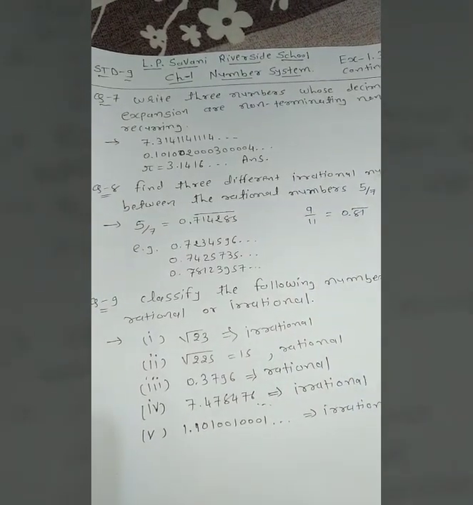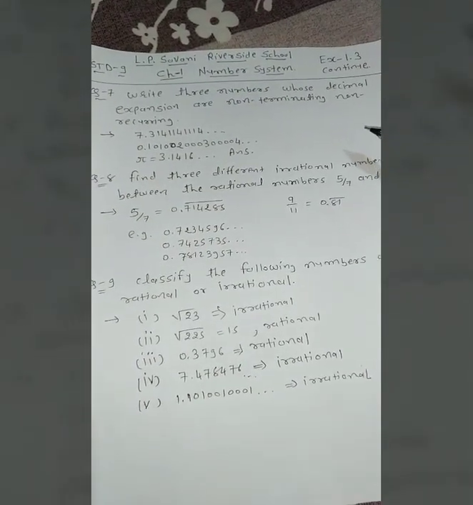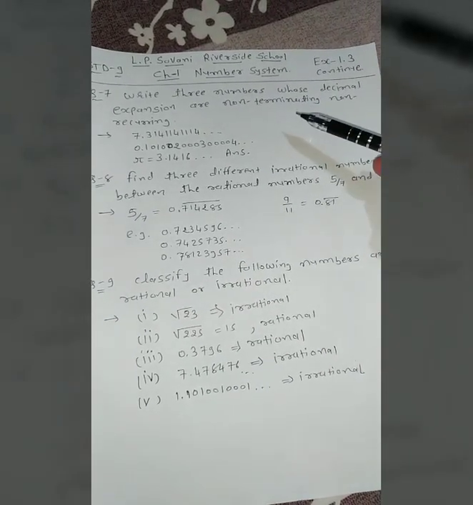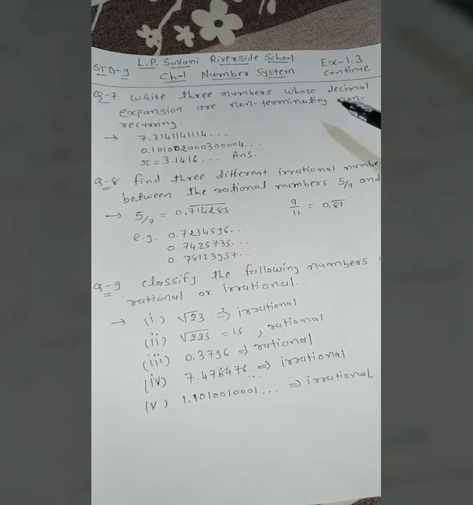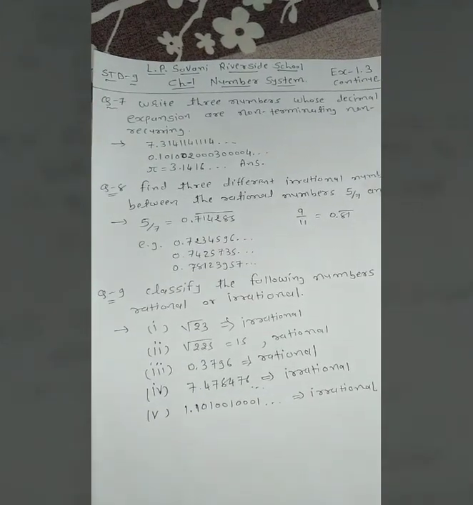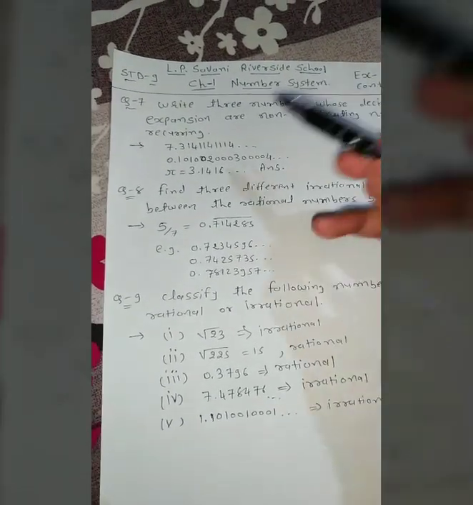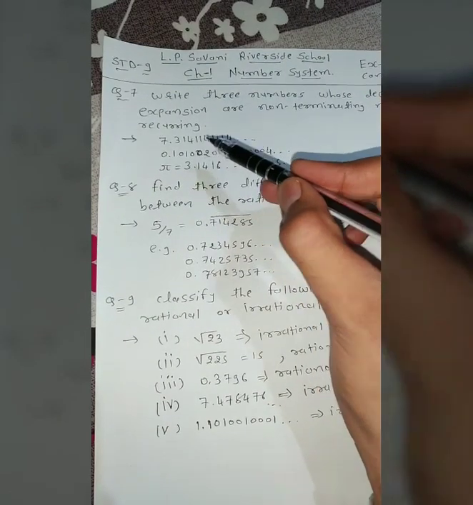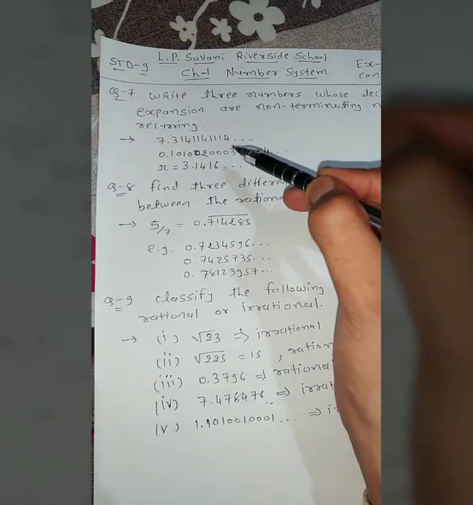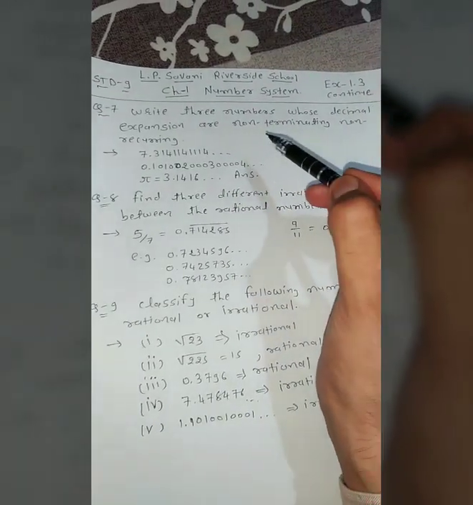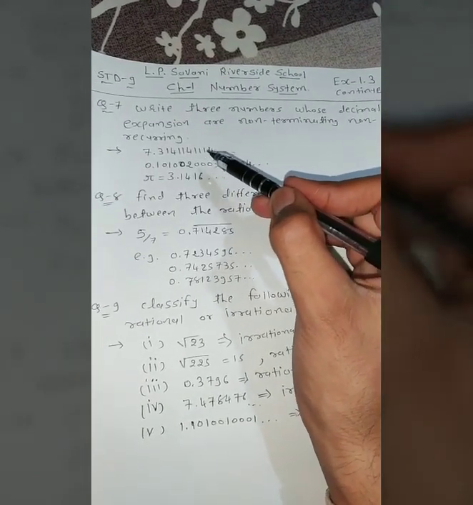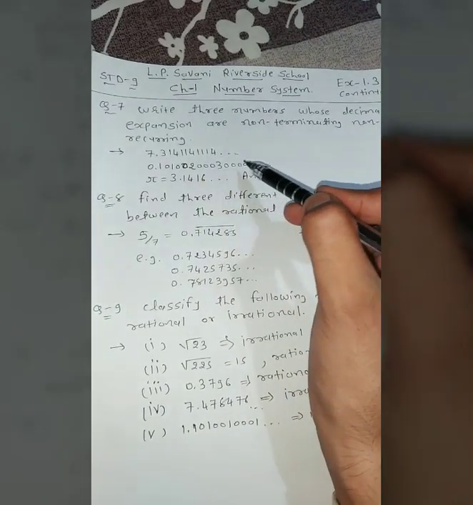Write three numbers whose decimal expansions are non-terminating and non-recurring. In this example, first of all, we want to know which numbers are non-terminating. You can write any example, like 7.314 up to infinity. This is a non-terminating number because the decimal places are not fixed and the digits after the decimal point are unlimited.